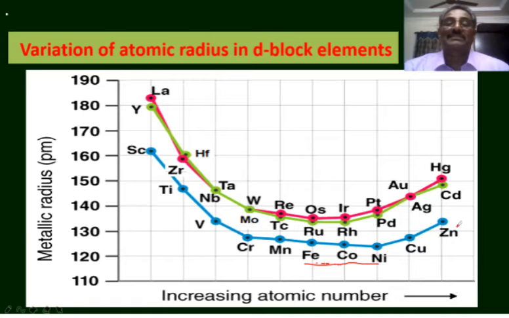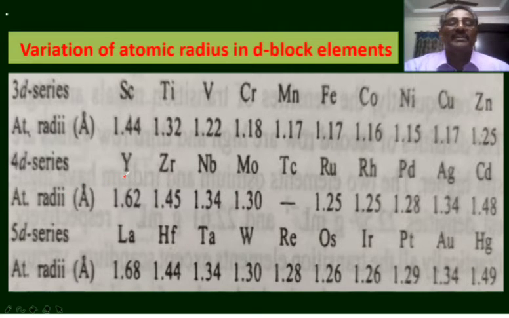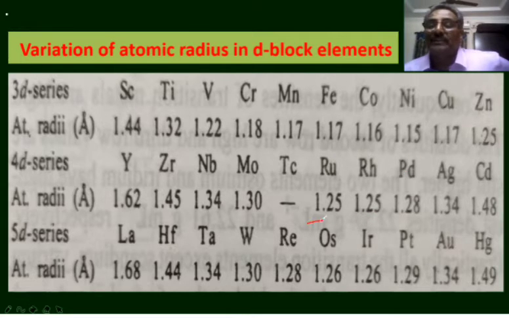In the same way, if we go to the 4d series elements: yttrium, zirconium, niobium, molybdenum, technetium, ruthenium, rhodium, palladium, silver and cadmium. In this also, 1.62, 1.45, 1.34, 1.30. Technetium is an artificial element. Ruthenium 1.25, rhodium 1.25, palladium 1.28, almost similar here. Again, in the case of silver and cadmium, the atomic radius increases.